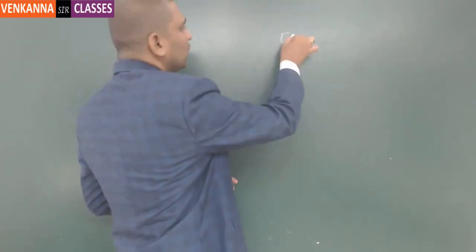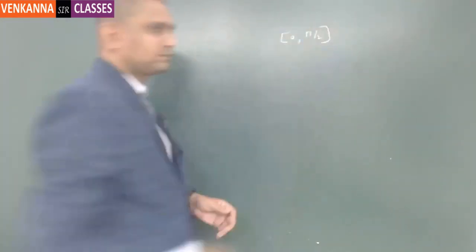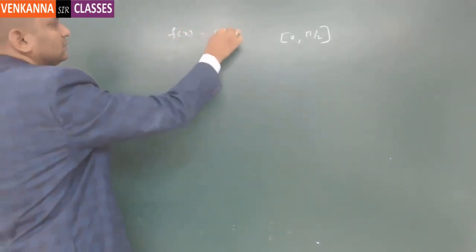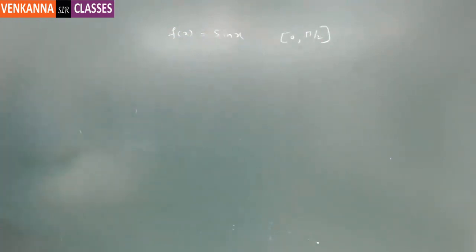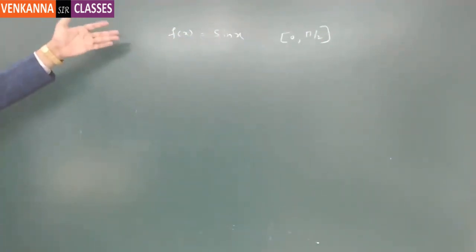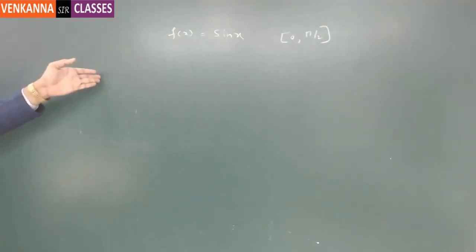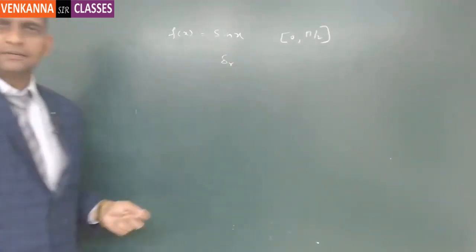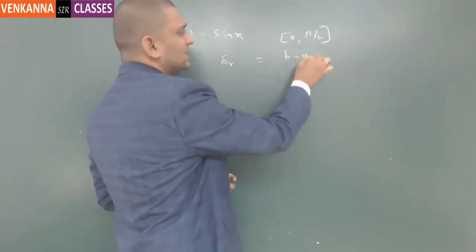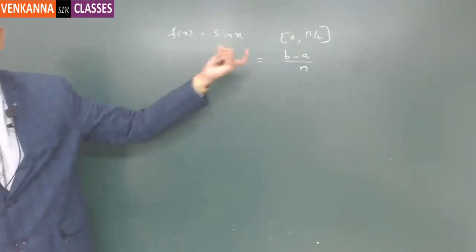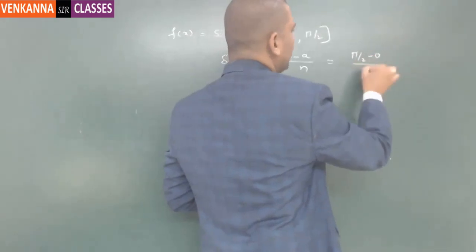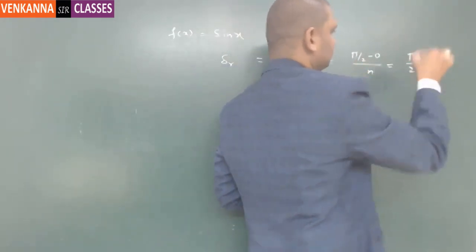So you take the closed interval 0 comma pi by 2 and take the function f of x equal to sin x. Using the same technique, you are going to show that the function is Riemann integrable, calculating the lower integral as well as the upper integral, and we are going to find the integration value. So delta r is nothing but b minus a by n. You are making n equal segments in the partition. It is pi by 2 minus 0 by n, equal to pi by 2n.